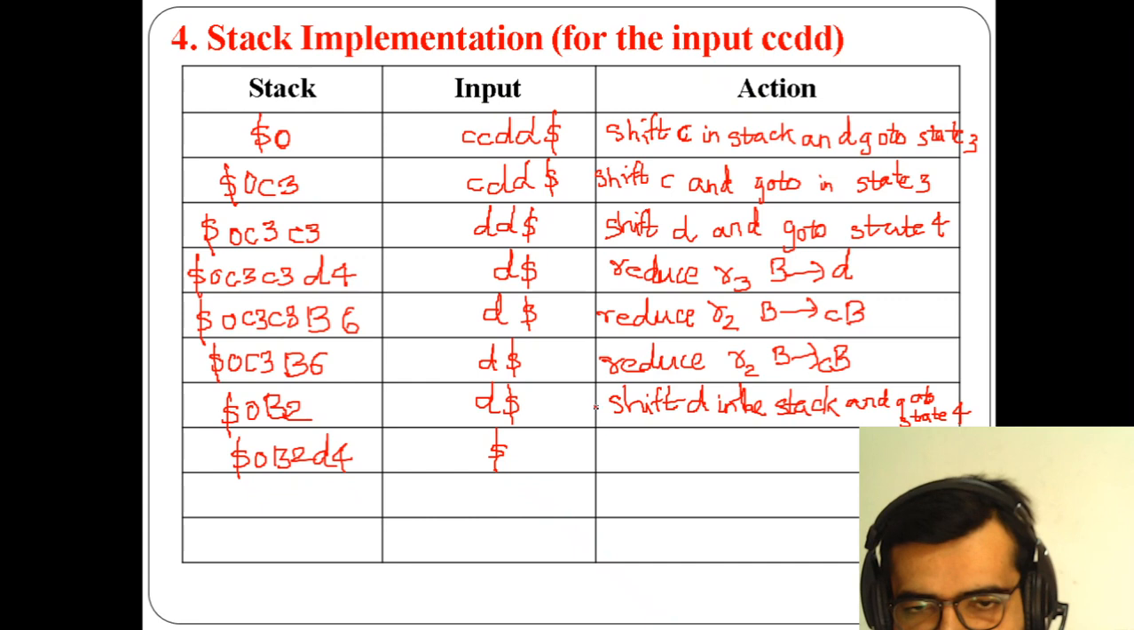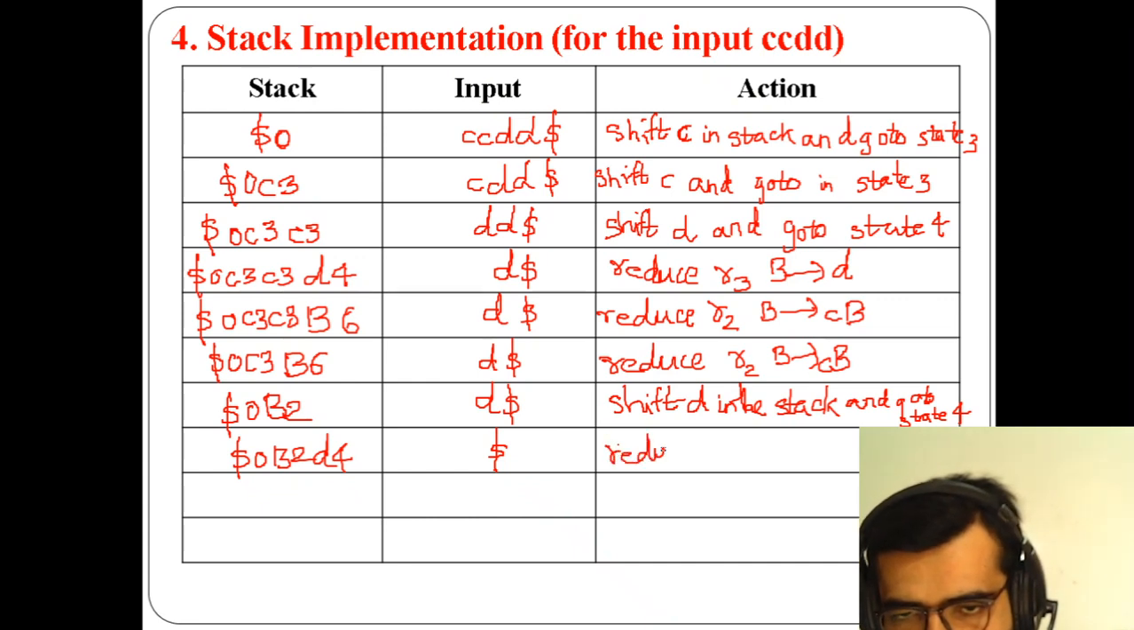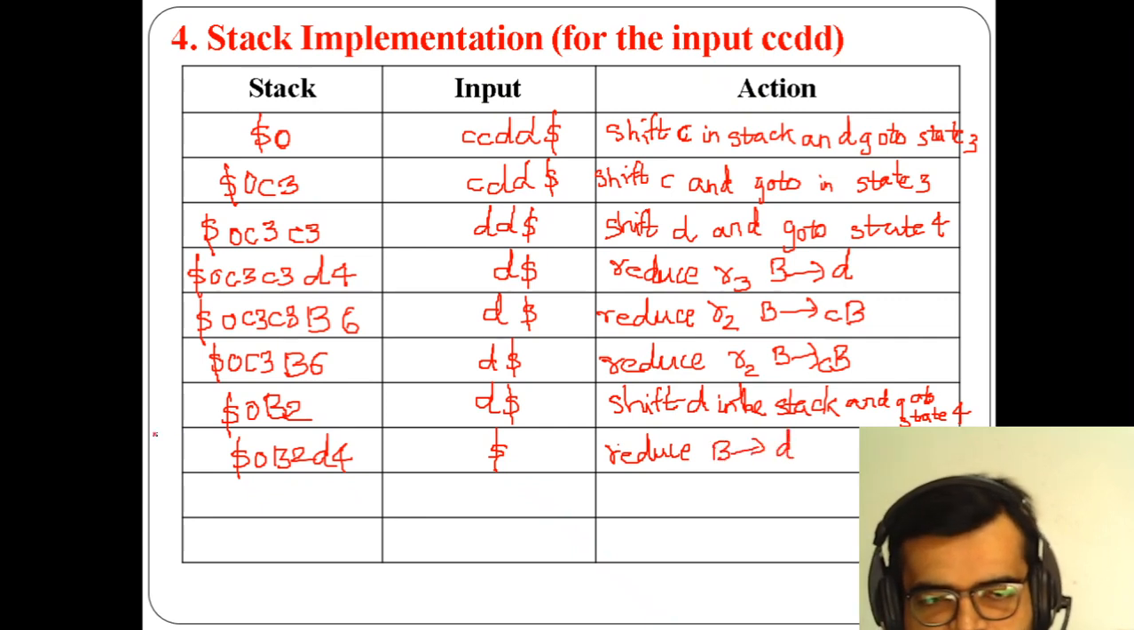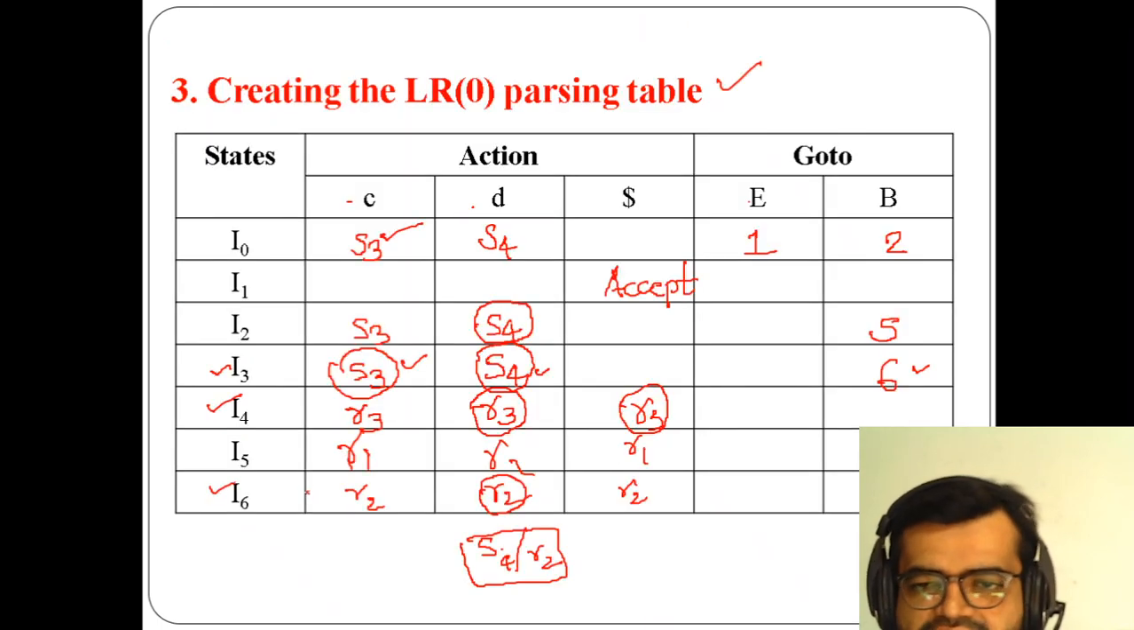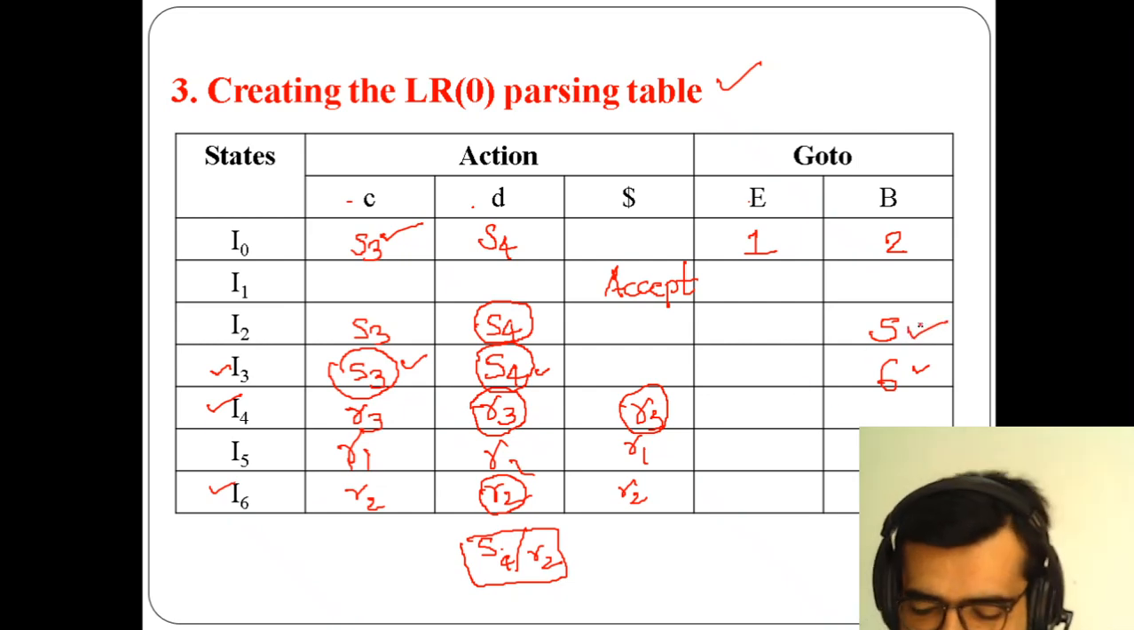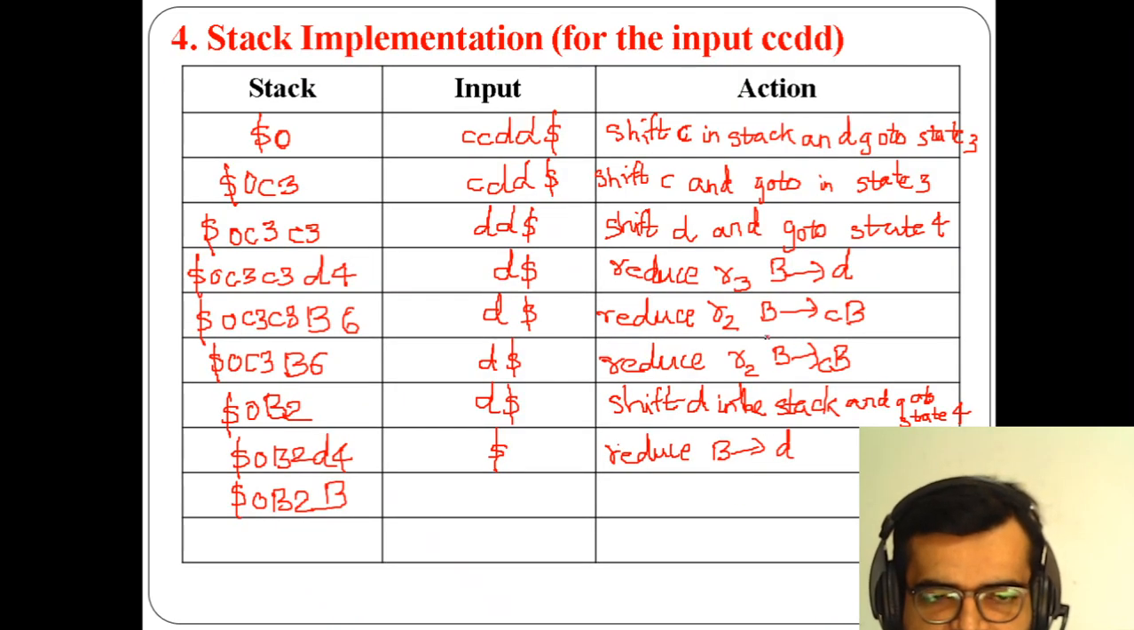What I'm using is the reduce operation. So what am I reducing? P of D. So simply $0B2, and here B is there, and here I have to take the fifth state because I'm going with this one. So I'm using here the fifth state. Now again dollar is there.